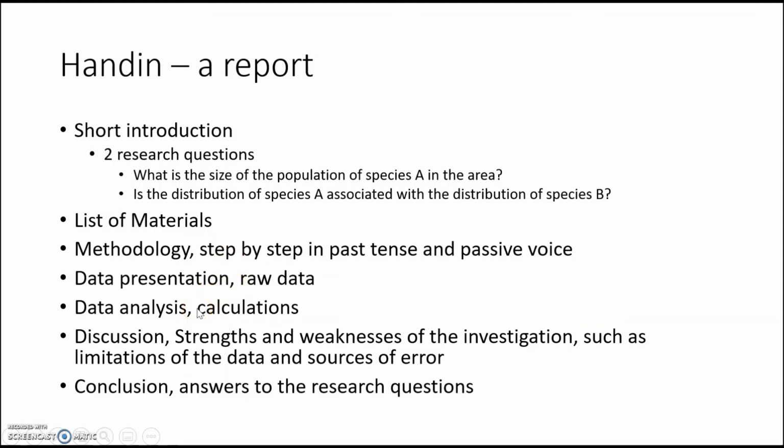Then in the report, you also need a list of materials, methodology, data presentation, and of course this data analysis that I just talked you through, and a discussion. And in the discussion, you should discuss strengths and weaknesses of the investigation, such as the limitations of the data and possible sources of error. And of course, you should also have a conclusion where you state the answers to the research questions.